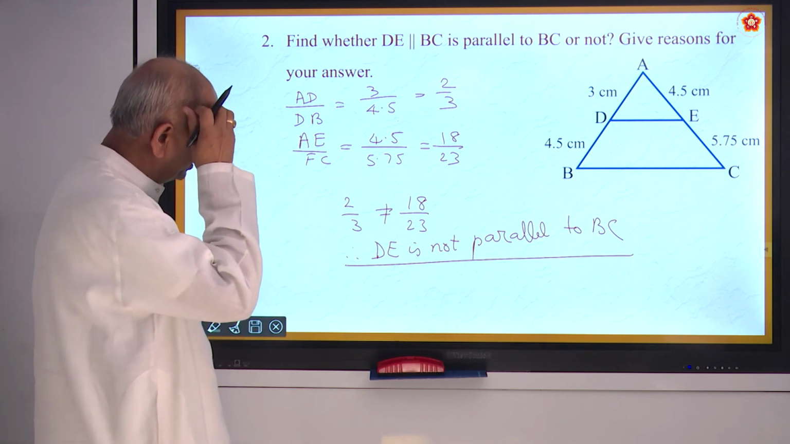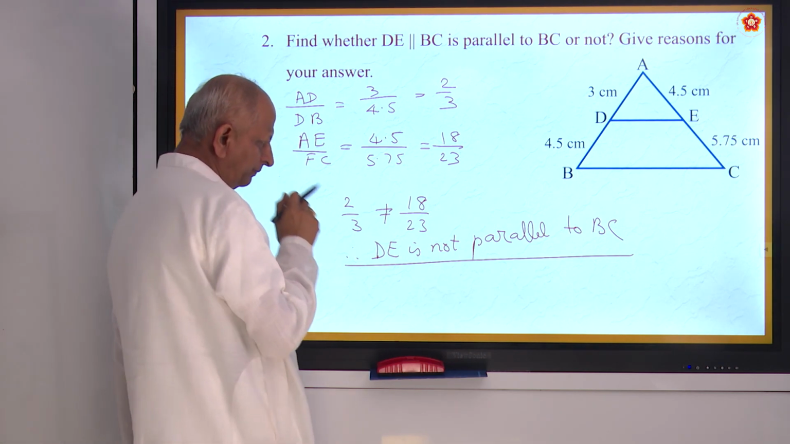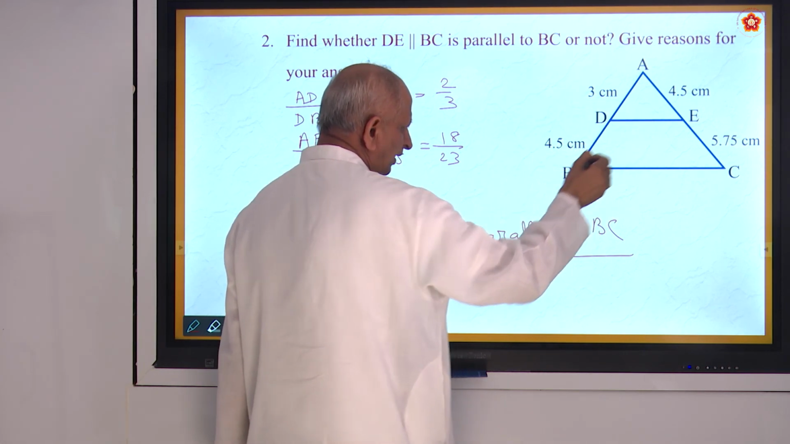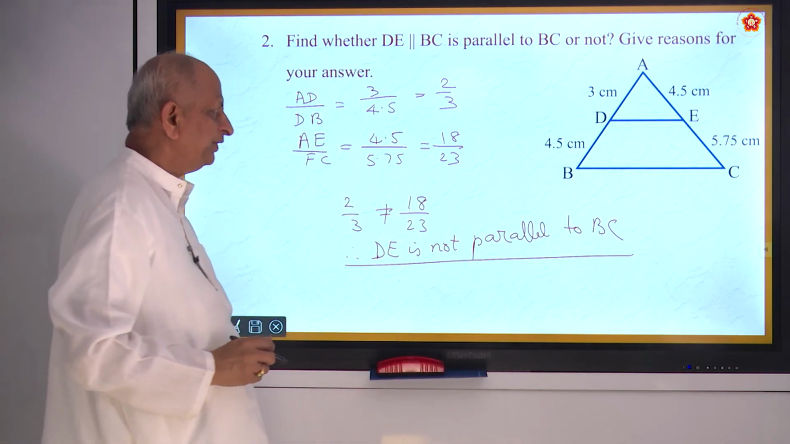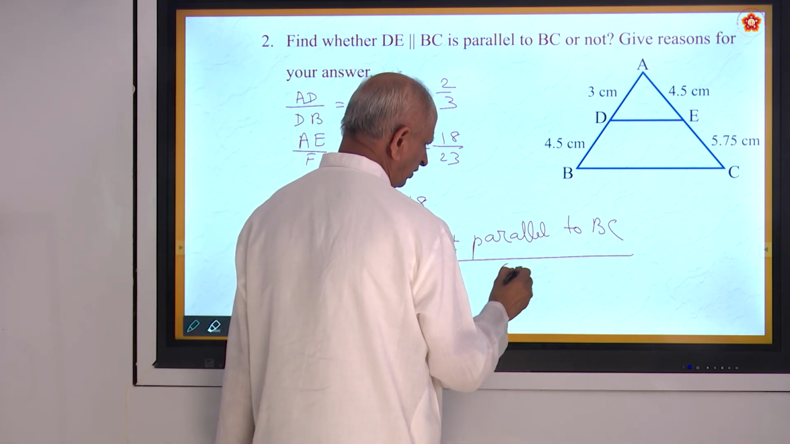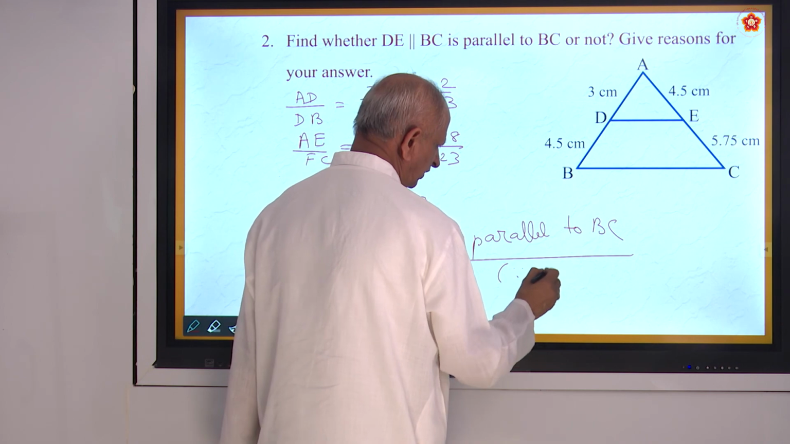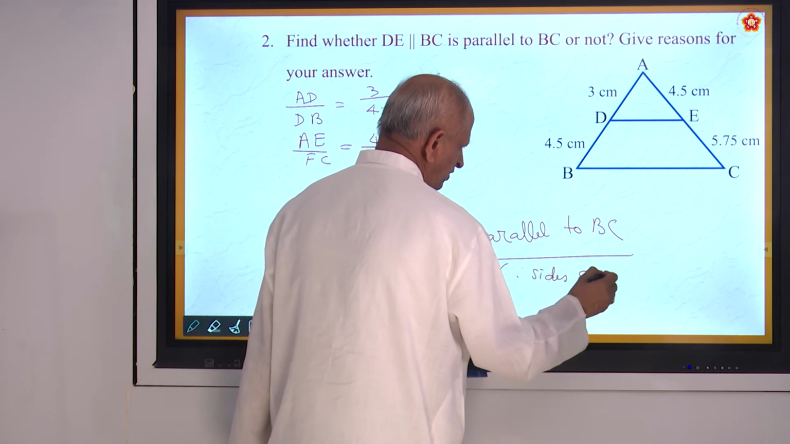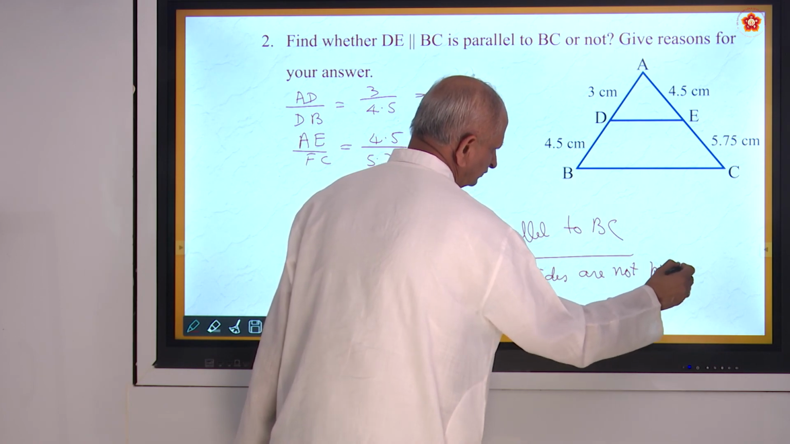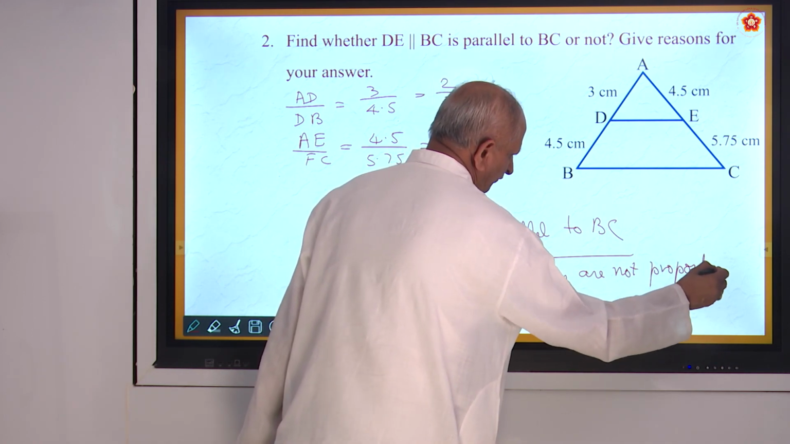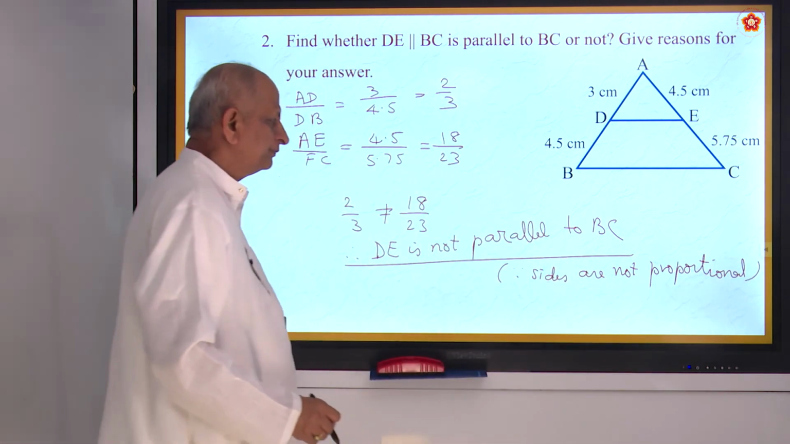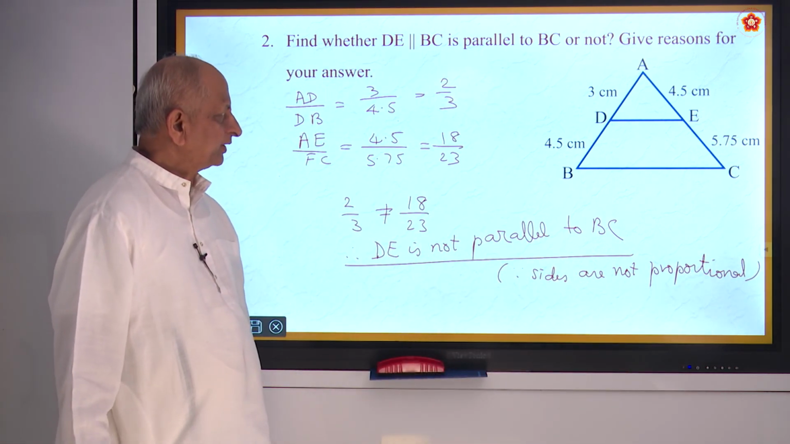Give reasons, they are asking. By Thales theorem, this will be parallel only if it divides the sides proportionally. You can write that the sides are not proportional. Ratio of sides are not equal. That is the meaning. That is the reason. Okay.